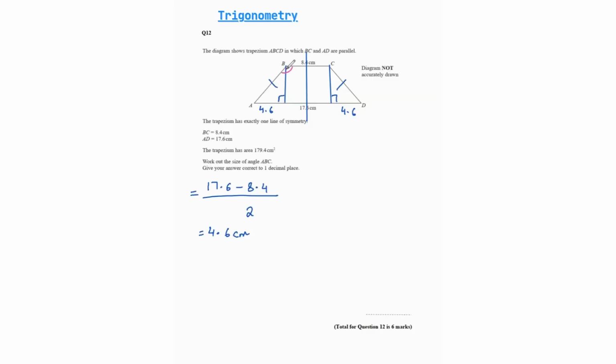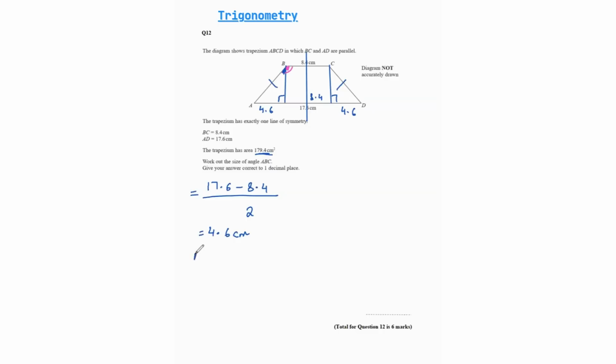Now a part of this is a right angle triangle, so we need to find this angle basically to find the complete answer. We know this is 4.6. We know this is going to be 8.4 as well, like from the middle. They've given us the area. So using the area, we can find the height of the trapezium. How? Because we already have the two parallel sides and the only thing that's missing is the height.